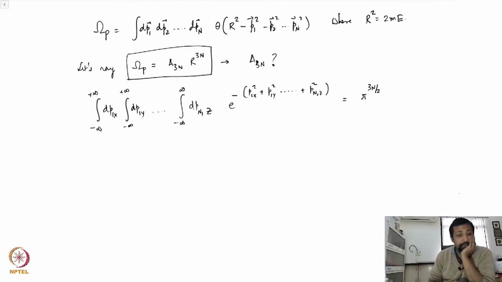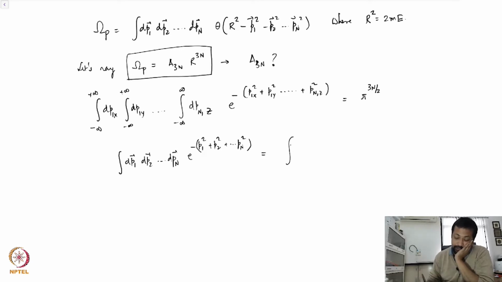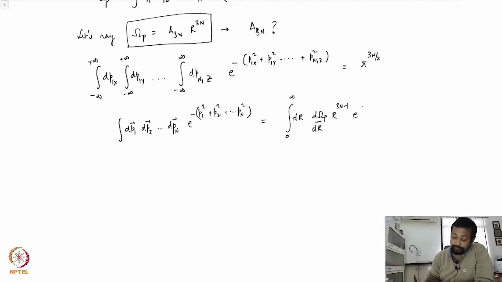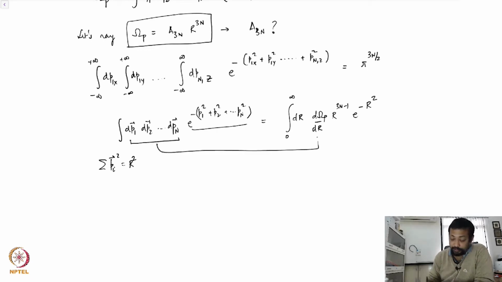But if you look at this integral carefully, then I can recast this integral in this form, since it has spherical symmetry. So therefore I can write down the same integral as the integration of dp1 dp2 up to dpn e to the power minus p1 square minus p2 square minus pn square, which I write as dr d omega p, r to the power 3n minus 1, 0 to infinity. So this is typically the volume of e to the power minus r square, because I have sum over pi square equal to r square. Since this part is spherically symmetric, I take this measure and represent it in the spherical polar coordinate system. This is the angular part that you have.